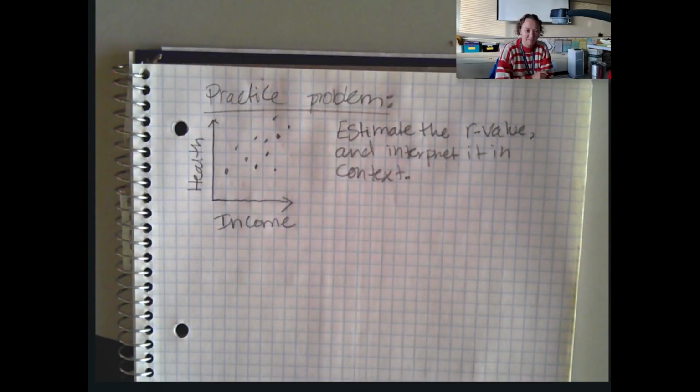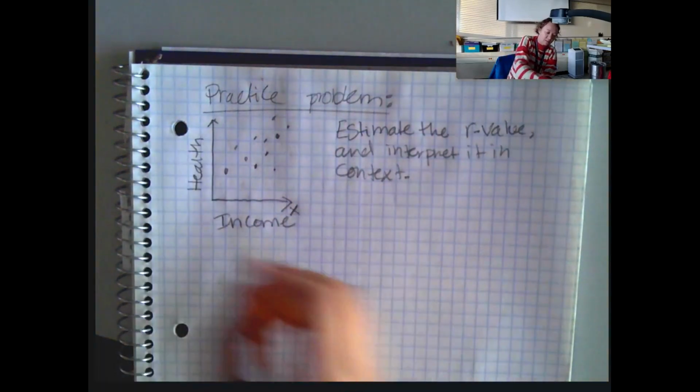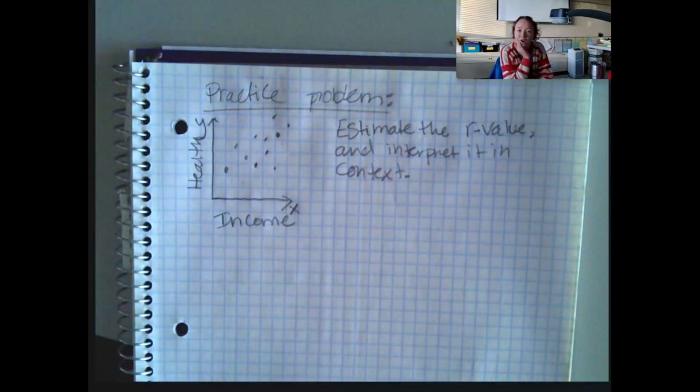All right, for your practice problem, I have drawn you a graph here showing income on the x-axis and health on the y-axis. I want you to estimate the R value and interpret it in context. So do you think this R value is close to 1? Do you think it's close to 0? Pick a number. What do you think it is? And interpret it in context, please. Good luck.